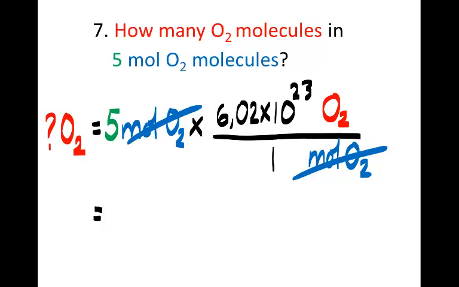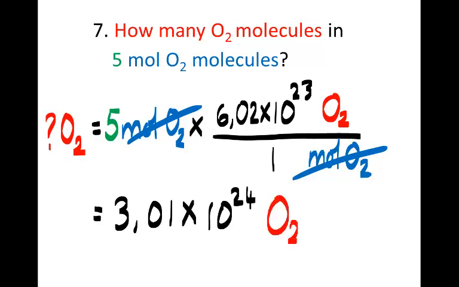5 multiplied by 6,02 times 10 to the power 23 is 3,01 times 10 to the power 24 O2. In other words, O2 molecules, of course.